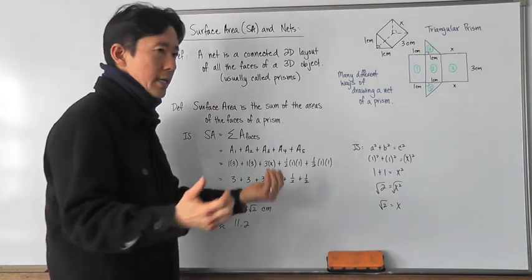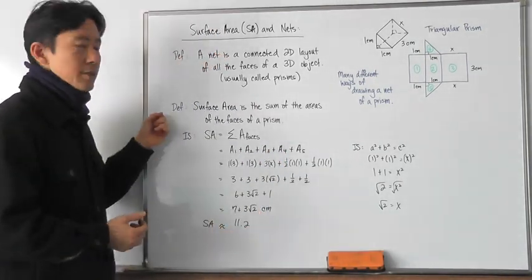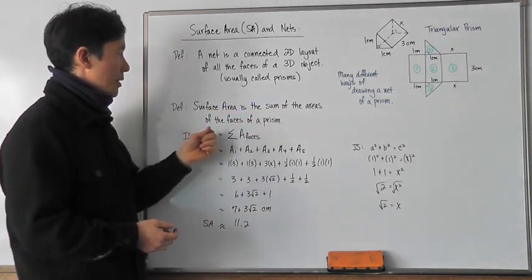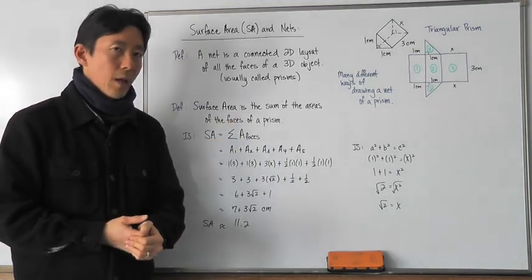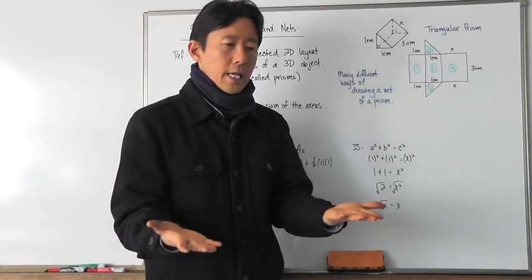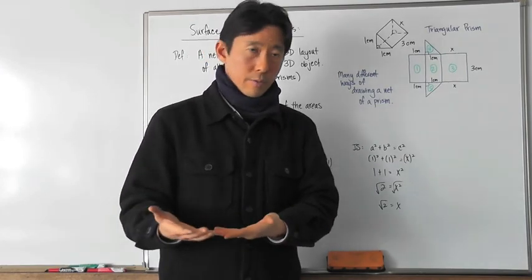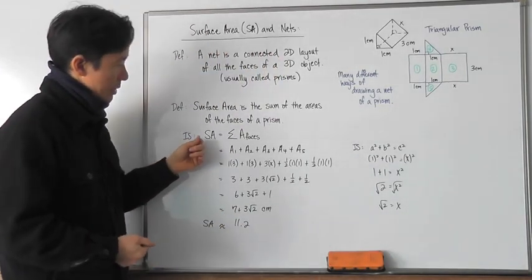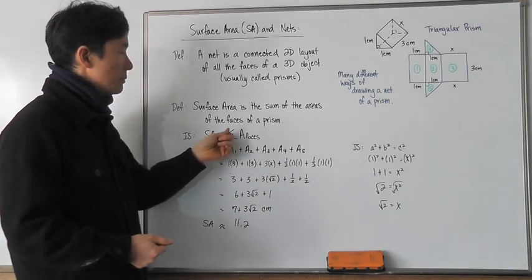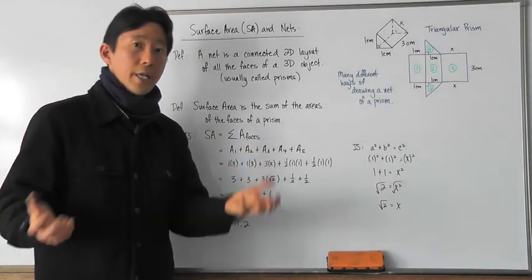Now, how do nets relate to surface area? Well, let's start off with our definition. The surface area is the sum of the areas of all the faces of a prism. So notice that what the net does for us in a two-dimensional format is show us all of the shapes that are part of the original prism. And so when we take a look at the initial statement for surface area, basically it is the sum of all the areas of the faces of the net.